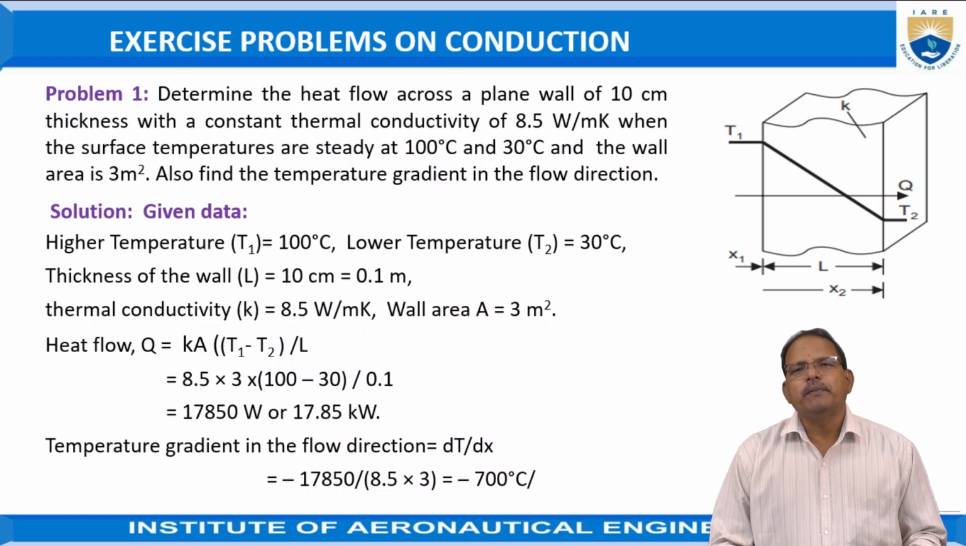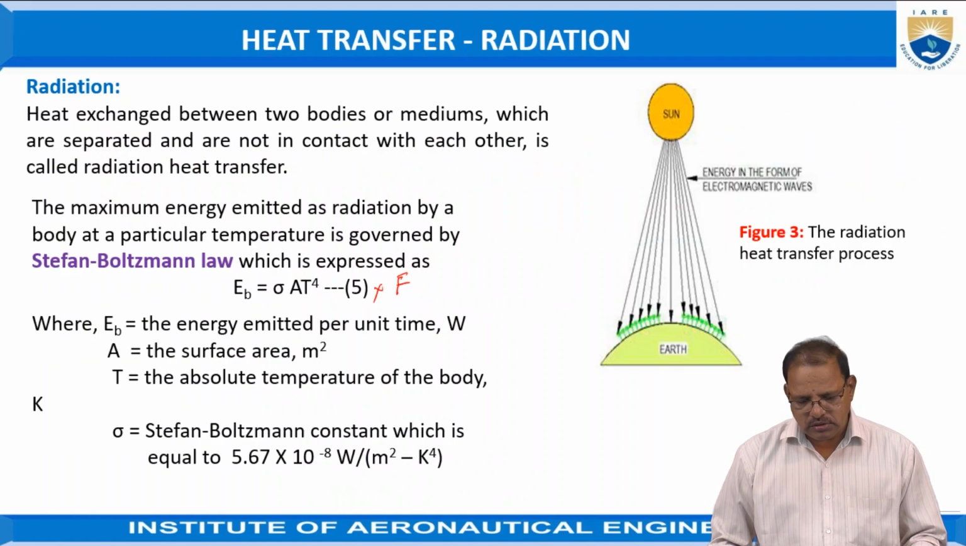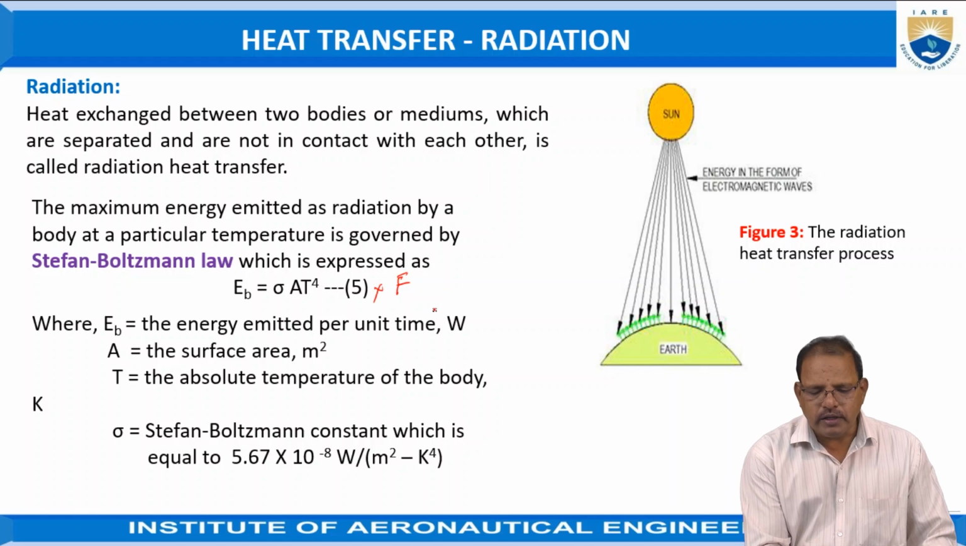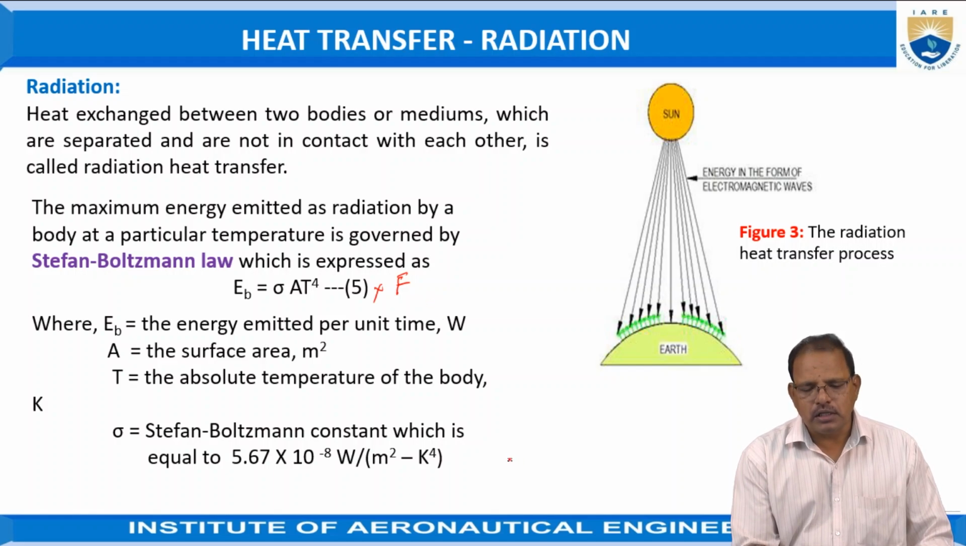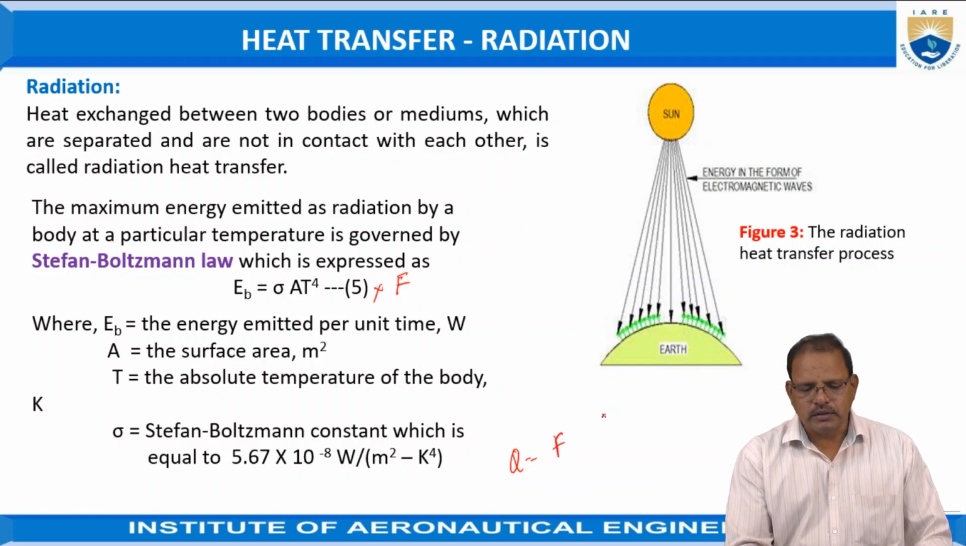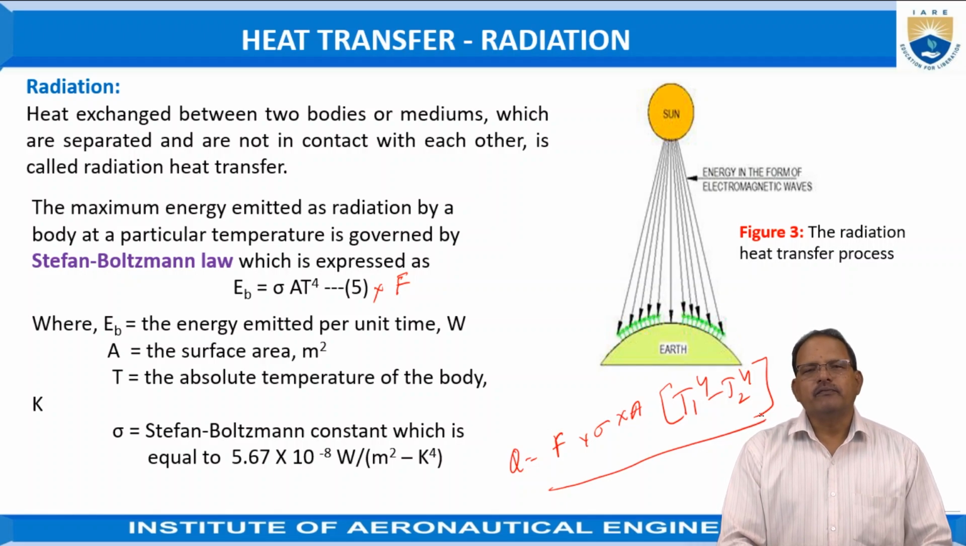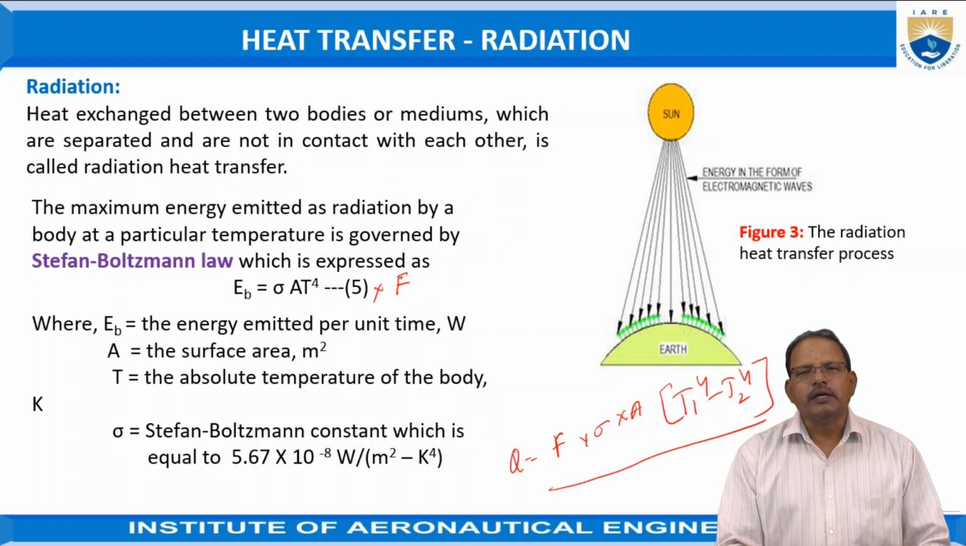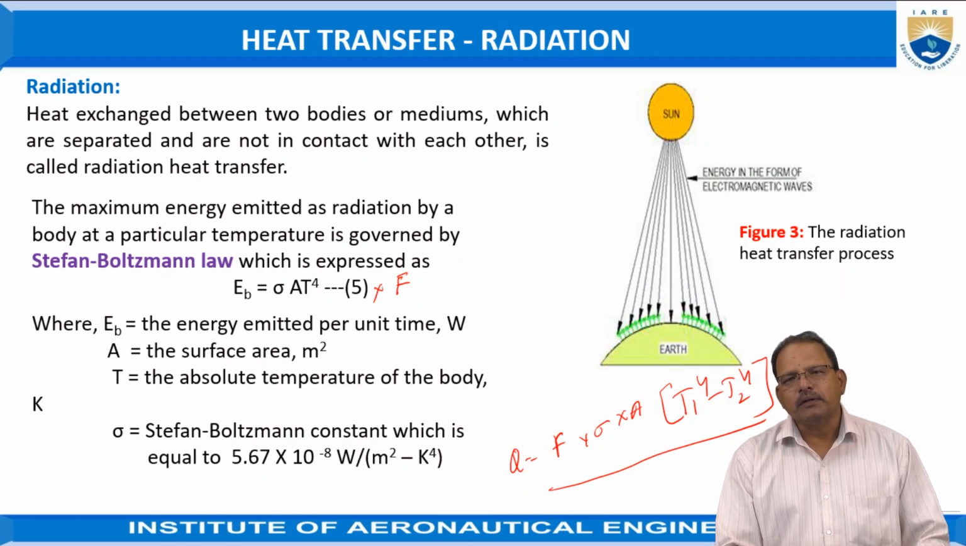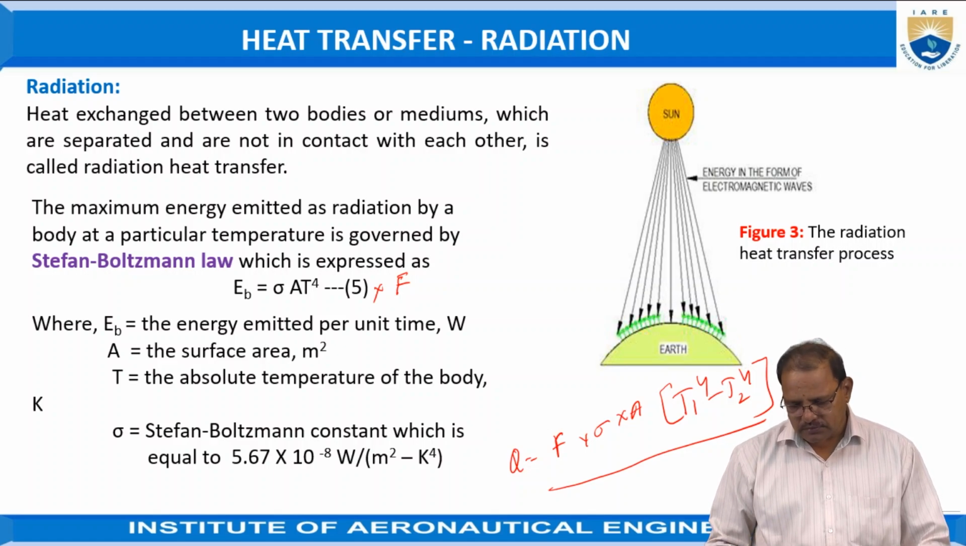But when the two temperatures exist, this equation can be modified as: Q, as per radiation, is equal to F, already I told you it is the shape factor, into sigma into A. We can take T1 to the power of 4 minus T2 to the power of 4. This is the equation generally applicable for measuring the flow of heat energy by the radiation process from higher temperature to lower temperature.